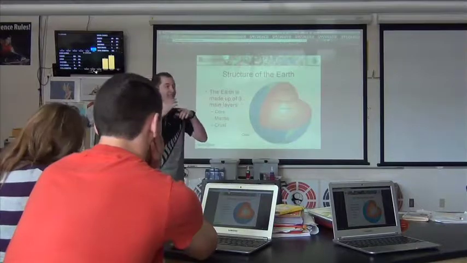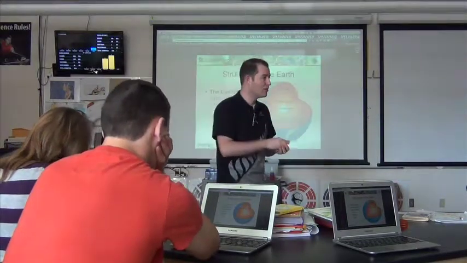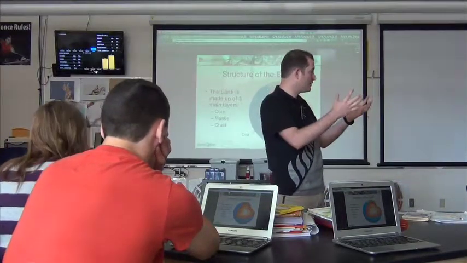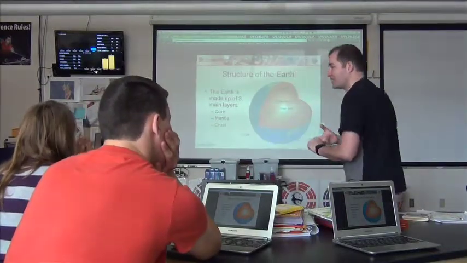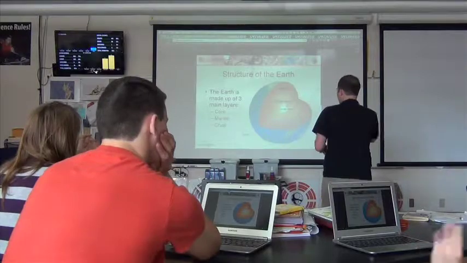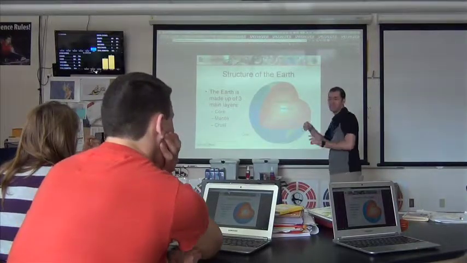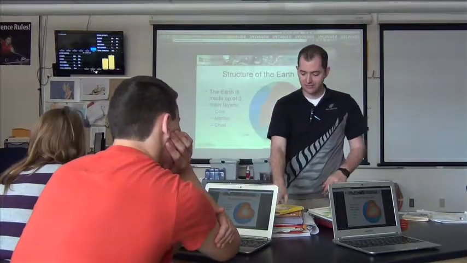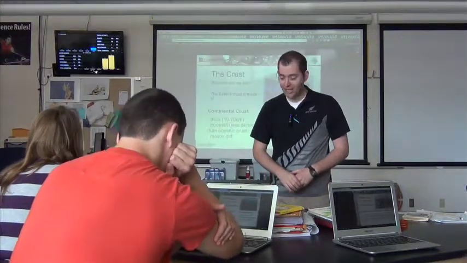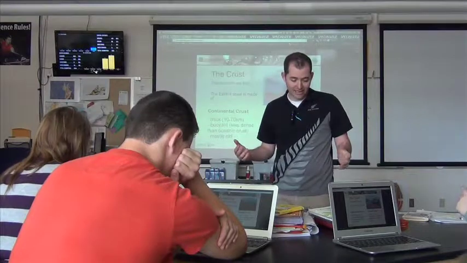We have things like the upper core and the lower core, or the solid core and the liquid core, the upper mantle, lower mantle, the lithosphere, and the asthenosphere. We talk major structures: we've got core, mantle, and crust. But you also need to know some of those substructures. Okay, the crust, this is where we live.